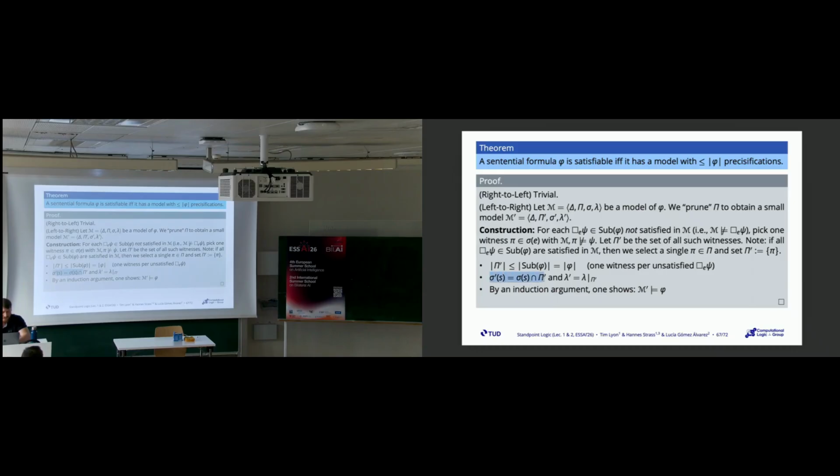We define in this new model the interpretation of standpoints to be the old interpretation from M, restricted to this new domain of precisifications. And similarly, we also define this new interpretation function lambda, which associates with precisifications first order interpretations, to be the restriction of lambda to the new set of precisifications. And now we can show by a certain induction argument that it is in fact the case that phi holds on this new model M prime.